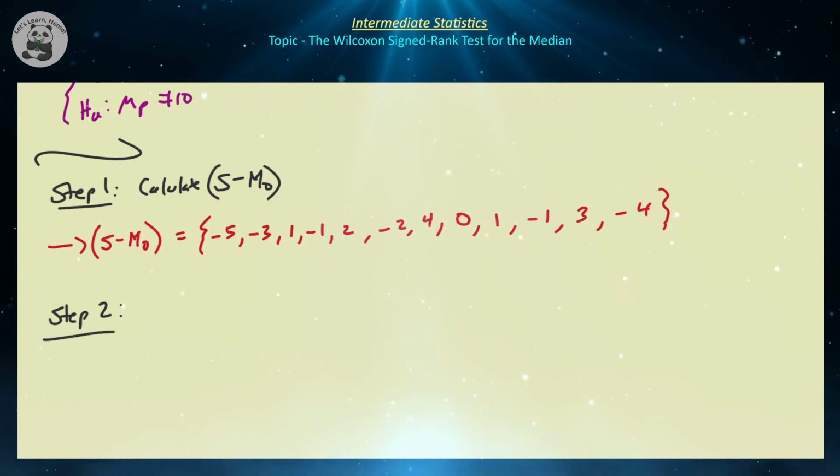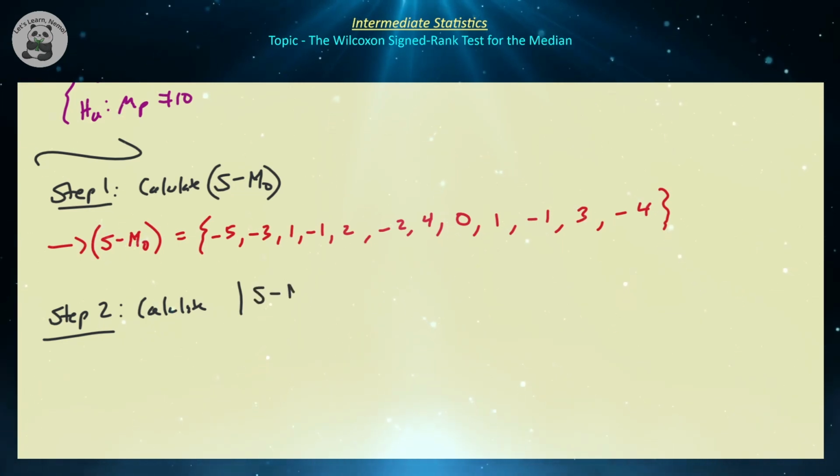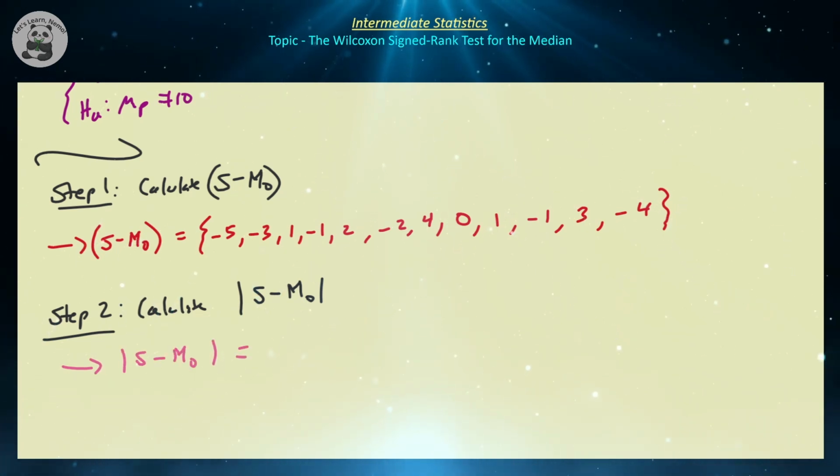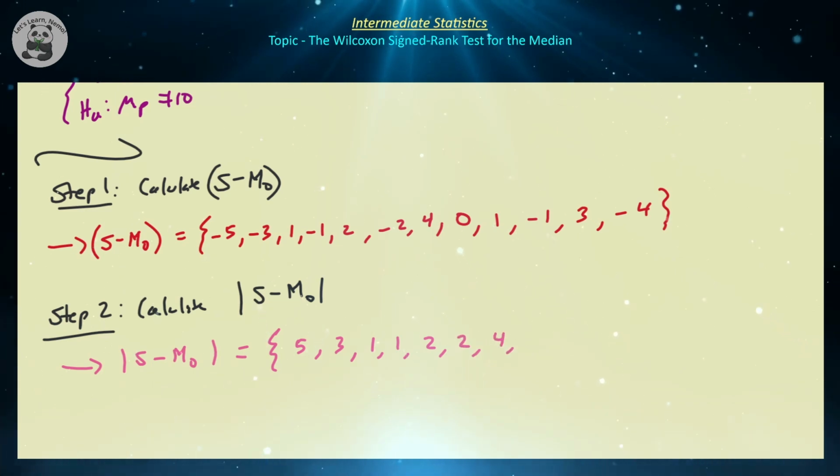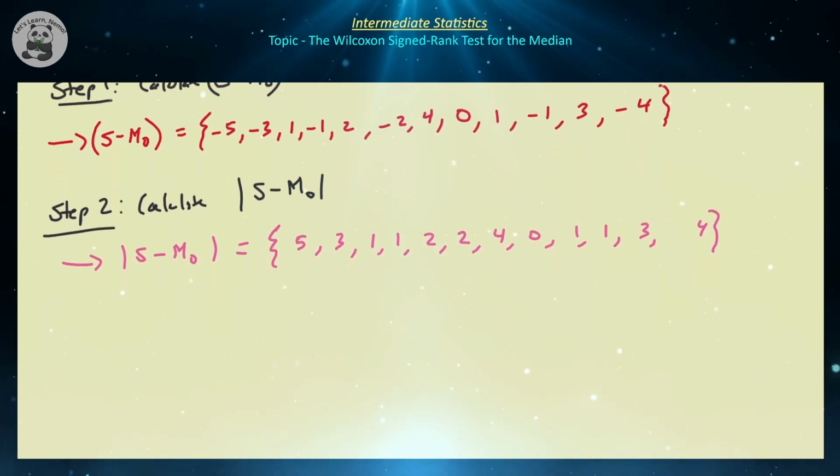So step 2 is going to be to calculate the absolute value of S minus M0. So what is that set going to be? The absolute value of S minus M0 is going to be equal to, so we're just going to take the absolute values of those numbers. So we're going to have 5, 3, 1, 1, 2, 2, 4, 0, 1, 1, 3, and minus 4. Just kidding, that's going to be positive 4. And keep in mind, I am not sorting these from least to greatest. All right, so that's going to be that particular set.